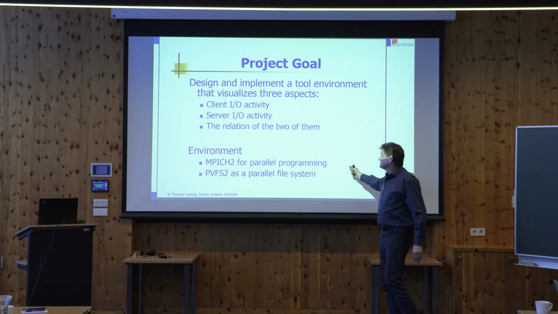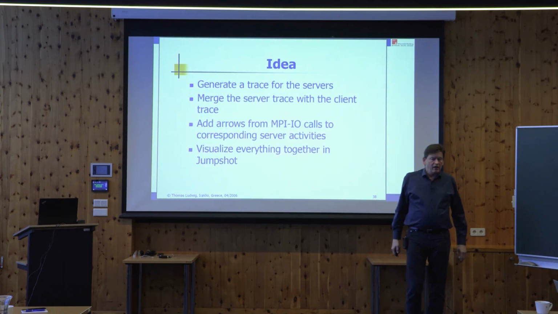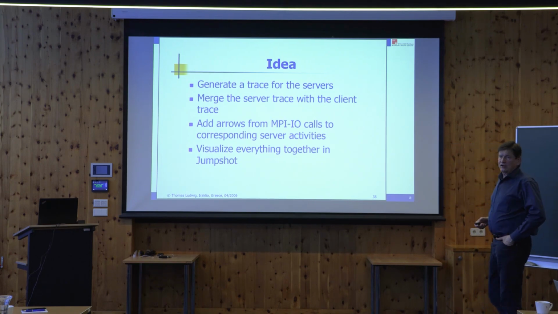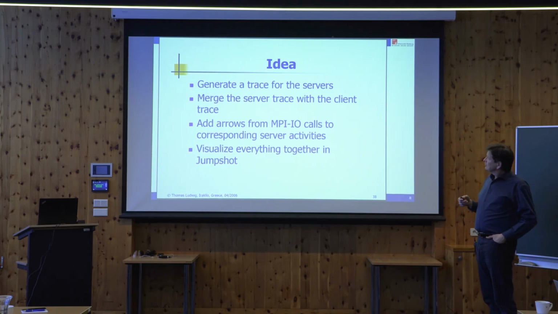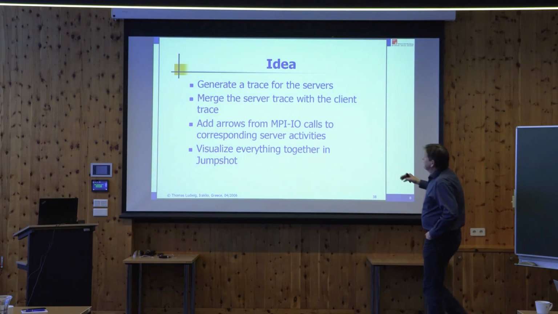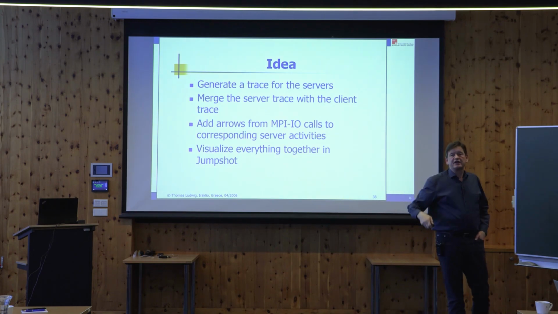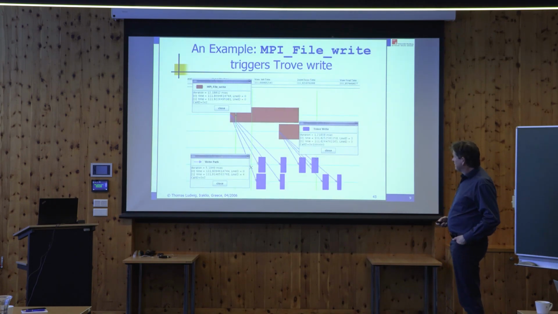And we did that for MPI-CH2 and for PVFS2. I'll come to the screenshot in a moment. So the idea was to generate the traces for the servers, generate the traces for the clients, then add the arrows from the MPI-IO calls to the corresponding server activities, and visualize everything together in JumpShot, which is provided in this MPI-CH environment. So this is how it looked.